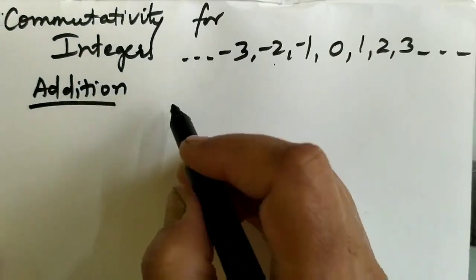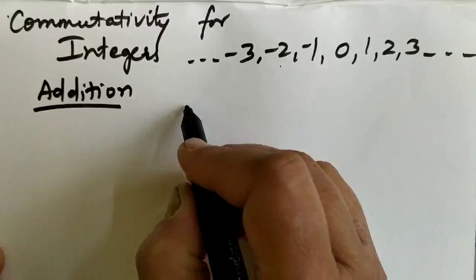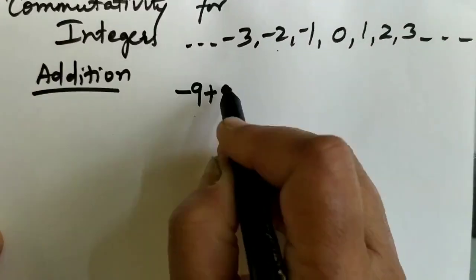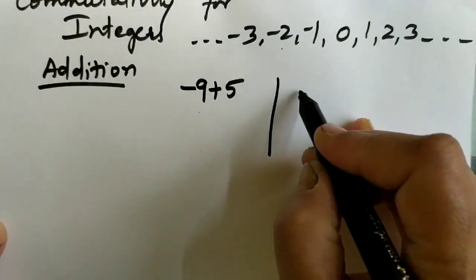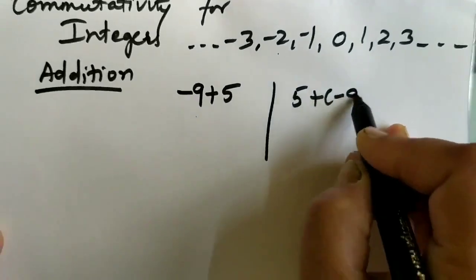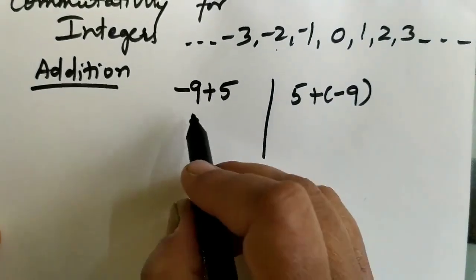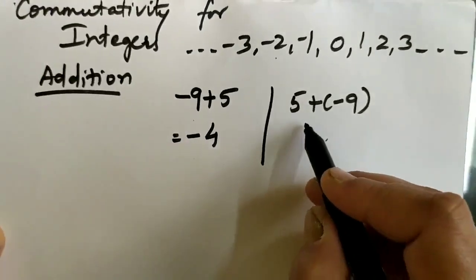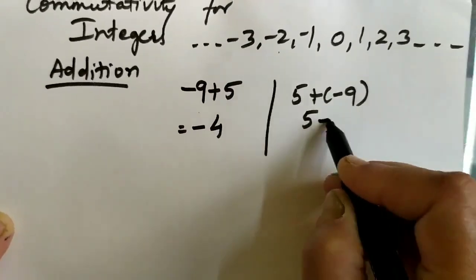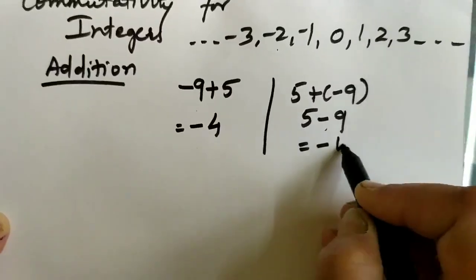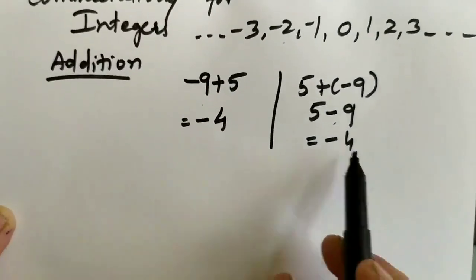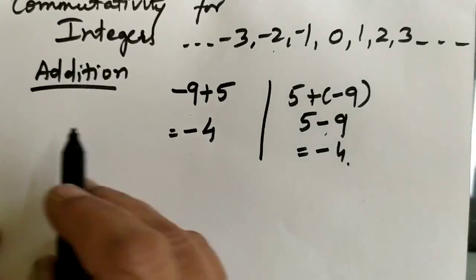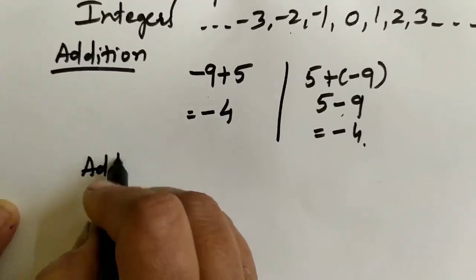We will take any integers, now minus 9 plus 5. If we interchange the numbers, it will be 5 plus minus 9. Let us see both the sides. Minus 9 plus 5 is minus 4, and 5 plus minus 9 will become 5 minus 9, which equals minus 4. So we can see both the sides' answers are coming the same. So we can say addition is commutative.